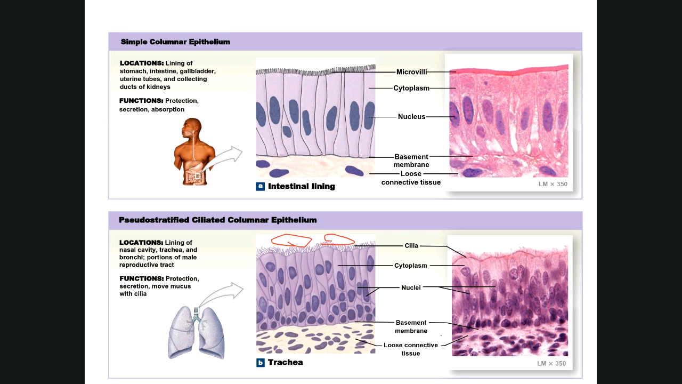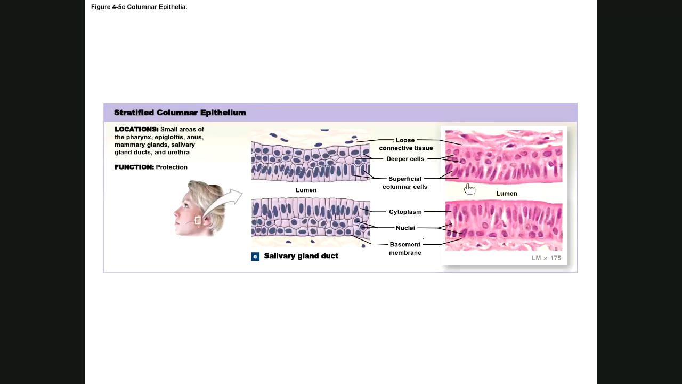As you can see here, cilia move the mucus in the trachea and bronchus. Here's your trachea, and here are the two bronchi, the right bronchus and left bronchus, and obviously the nasal as well. And columnar in salivary glands, stratified columnar, don't even worry about that.